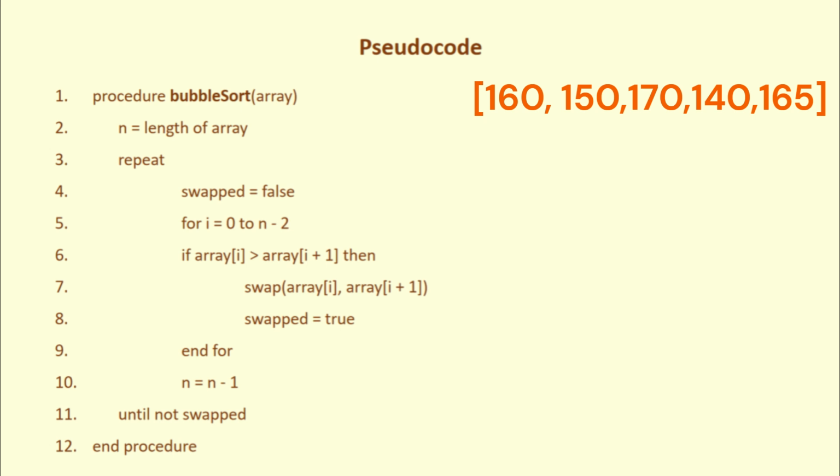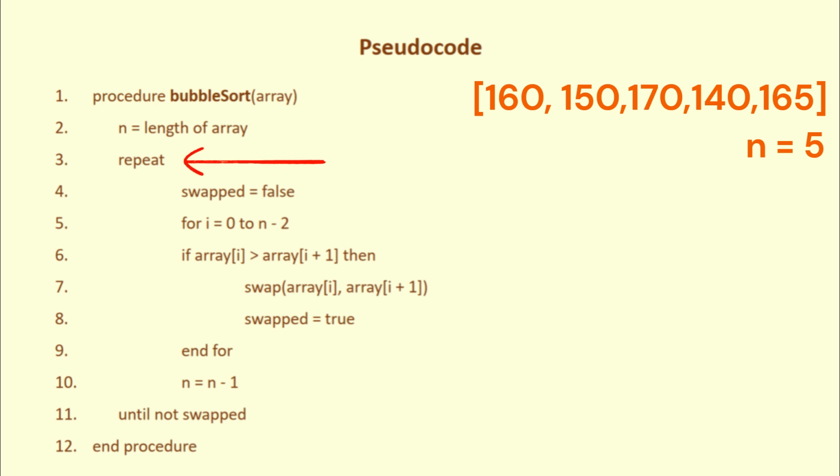Step 2, get the length of the array. Next, we have n equals length of array. Here, we're simply figuring out how many elements are in the list and storing that number in the variable n. For example, if the array has 5 numbers, n will be 5. Step 3, repeat until sorted. Then, we have the line repeat, which starts a loop that will keep running until the list is completely sorted. This loop will allow us to go through the list multiple times if needed.